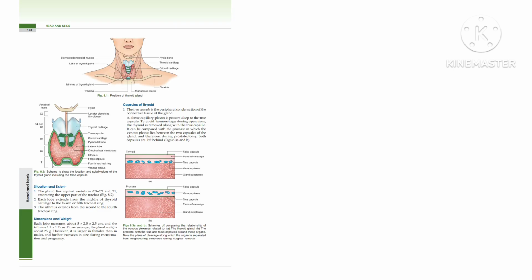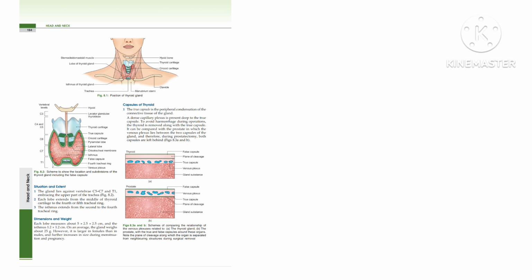Situation and extent. 1. The gland lies against vertebrae C5, C7 and T1, embracing the upper part of the trachea, Fig. 8.2. 2. Each lobe extends from the middle of thyroid cartilage to the 4th or 5th tracheal ring. 3. The isthmus extends from the 2nd to the 4th tracheal ring. Dimensions and weight. Each lobe measures about 5 × 2.5 × 2.5 cm, and the isthmus 1.2 × 1.2 cm. On an average, the gland weighs about 25 grams. However, it is larger in females than in males, and further increases in size during menstruation and pregnancy.